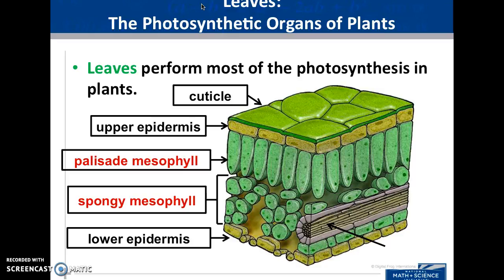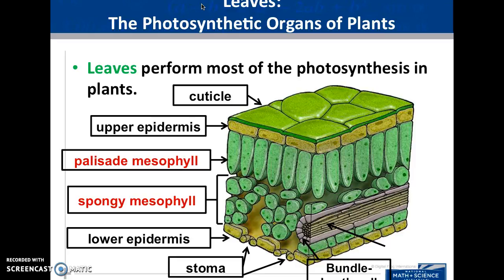It also provides all sorts of protection. The stoma are going to be the holes that are in the lower epidermis. This allows for selective water loss. They will close when there is a drought to keep water in. They will open to give off water if necessary, or other gases.